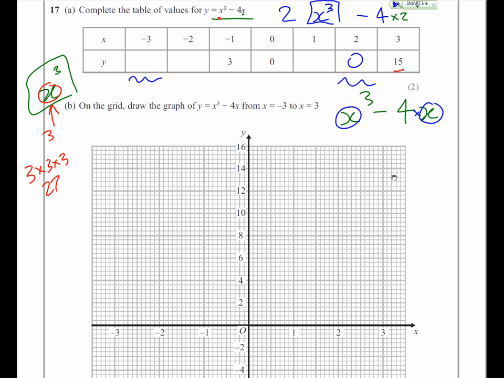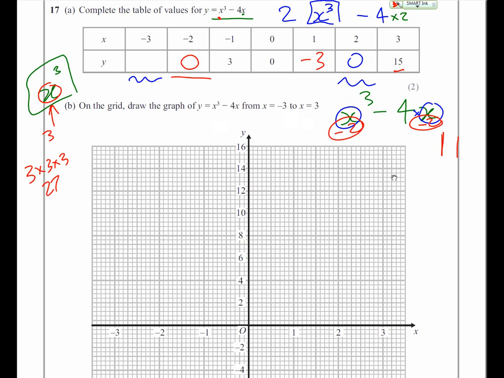1. Okay, so 1 is going to go in, 1 cubed, take away 4 times 1. Do it on your calculator if you want, or you can do it in your head. It's just 1 take away 4, which is minus 3. Next one, minus 2. Minus 2 here, minus 2 here. Minus 2 cubed, make sure you use brackets for this. Minus 2 cubed, take away 4 times minus 2, you need brackets again. That also gives you 0.